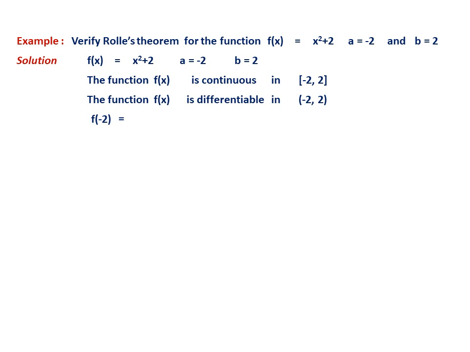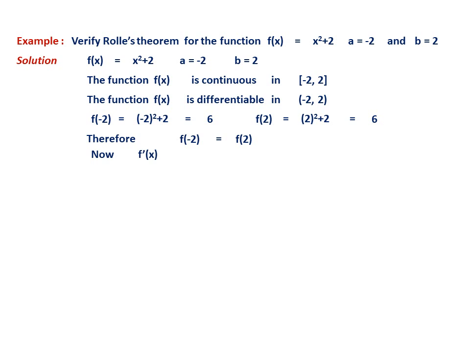Now let us check the third condition, f of minus 2. This is minus 2 square plus 2, 6. F of 2. This is 2 square plus 2. This is also 6. So the end points are equal values, value of the function. So f of minus 2 equal to f of 2. All the three conditions are satisfied.